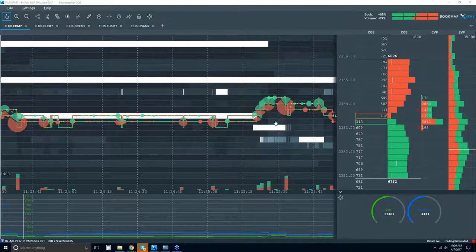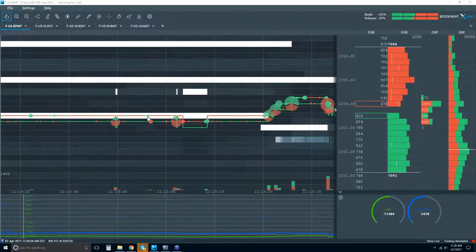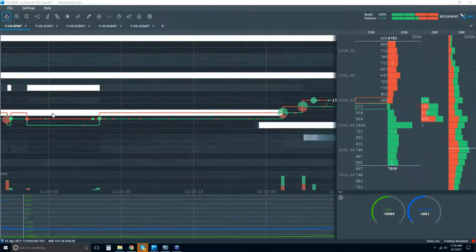So that spoofing type of action. Obviously these guys wanted to get filled, right? We already answered that question as we saw they stayed in the book and they were trading.